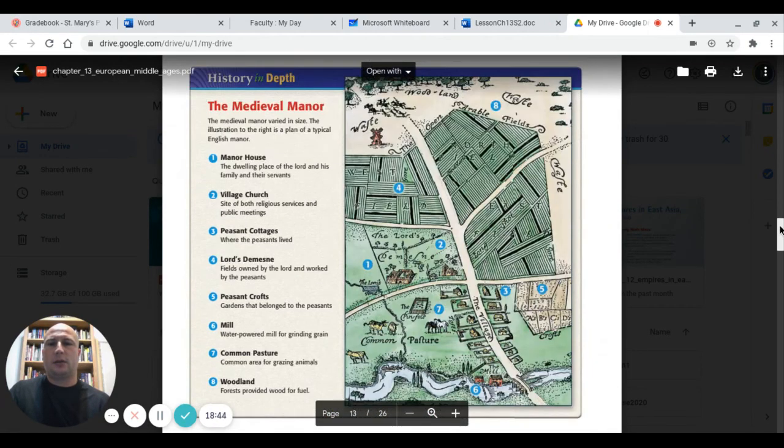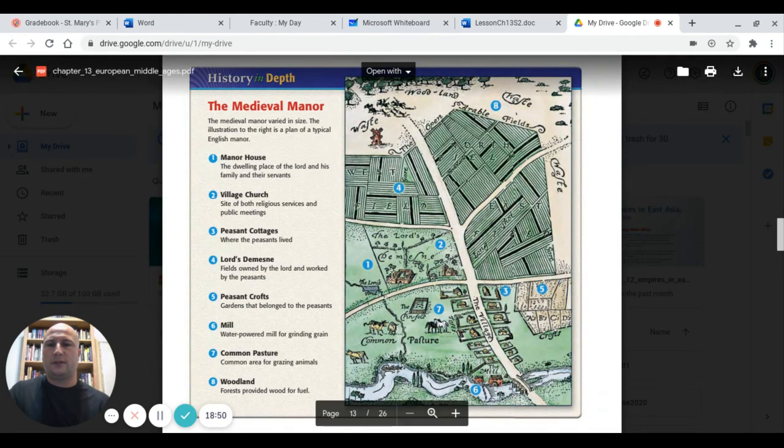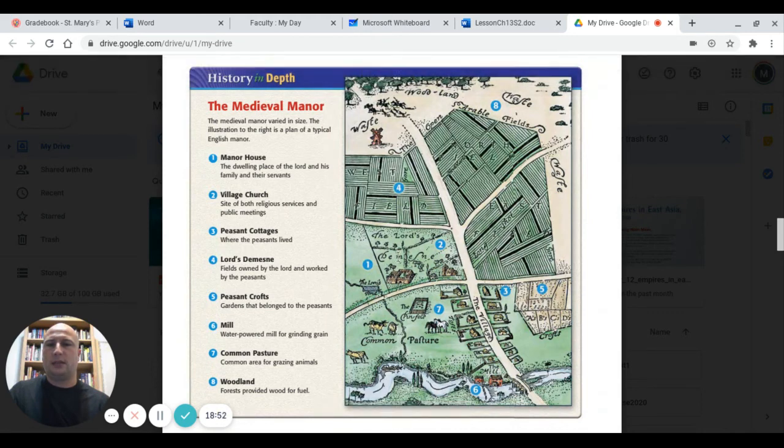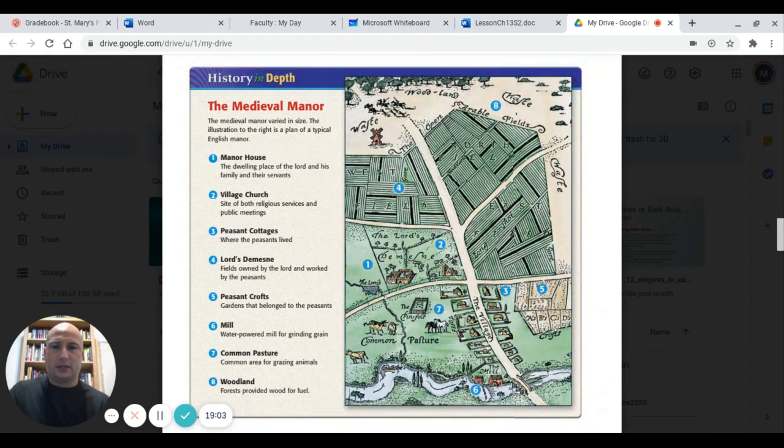This is a manor. Okay, you can take a look at the numbers if you want, but basically there's a manor house. This is where the Lord lives, the Lord's domain, if you want to call it. They'd have a church. Here's the village church right there. You'd have your peasant cottages. This is where the serfs would live. They'd be over in this range here. So it's kind of like a little village.